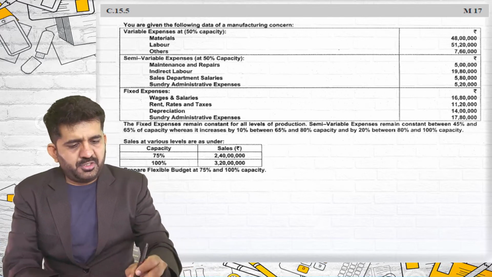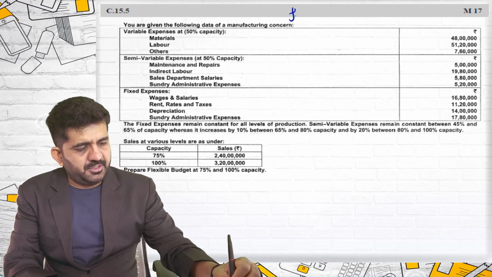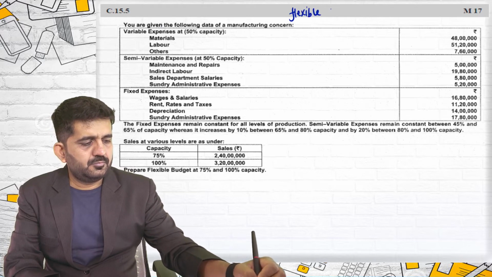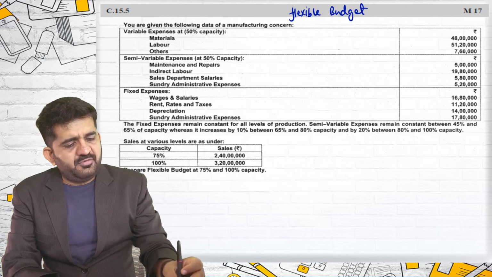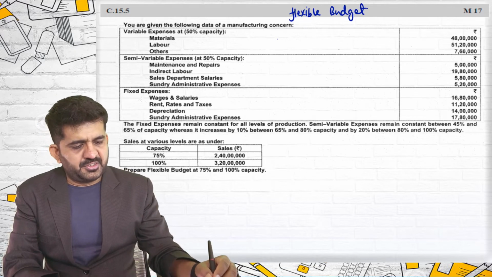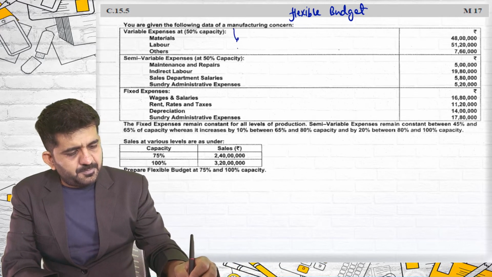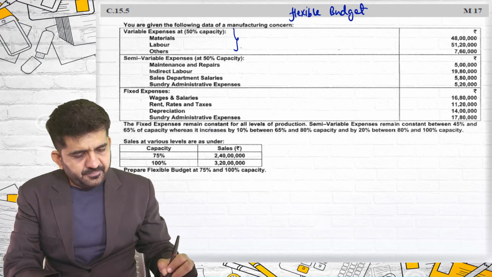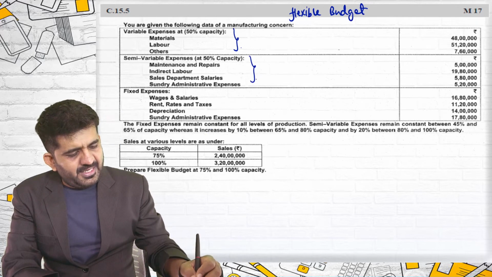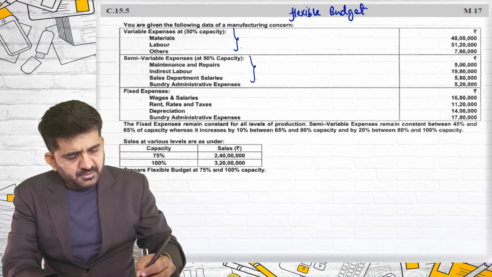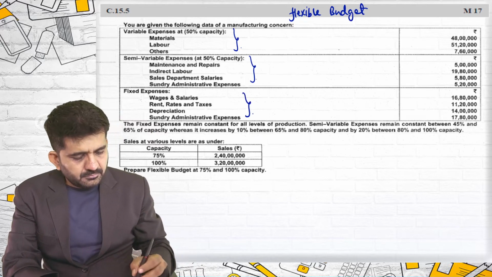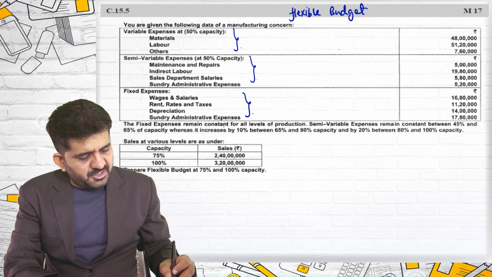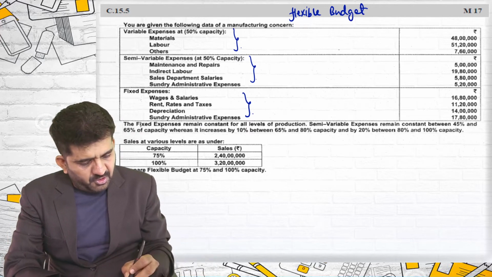Again, it is a good question. It is of flexible budget. You are given the following data of a manufacturing concern. Variable expense at 50% capacity. Semi-variable expense at 50% capacity. Fixed expenditure. The fixed expense remained constant for all levels of production.